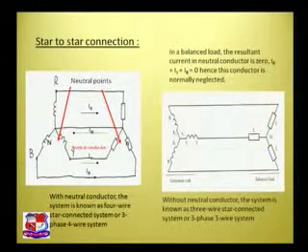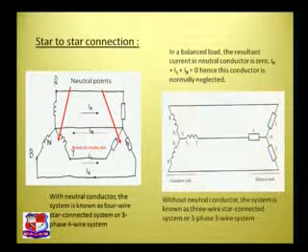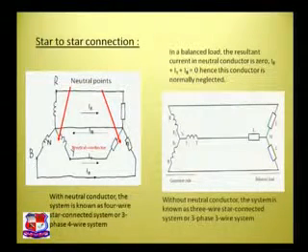And without the neutral conductor, the system is known as the 3-phase star connection system or 3-phase 3-wire system. Then the difference between neutral points and without neutral points: we call it a 3-phase 4-wire system because we have another point, the neutral. The second one is called only the 3-phase 3-wire system, which has no neutral conductor.